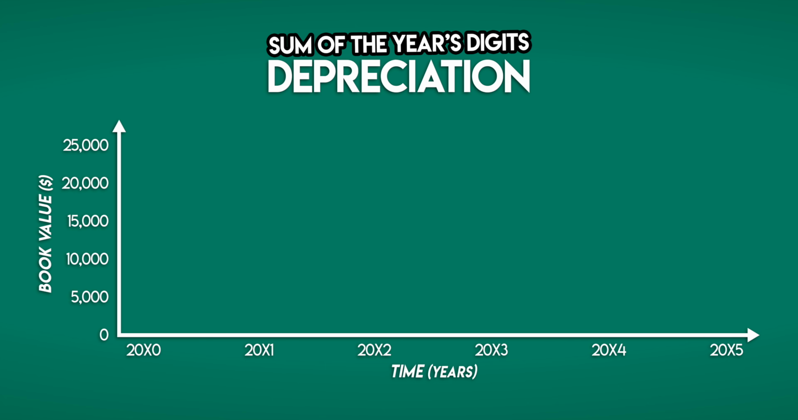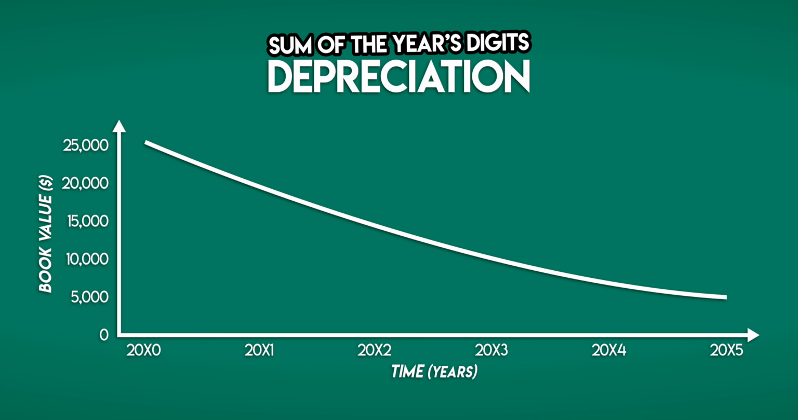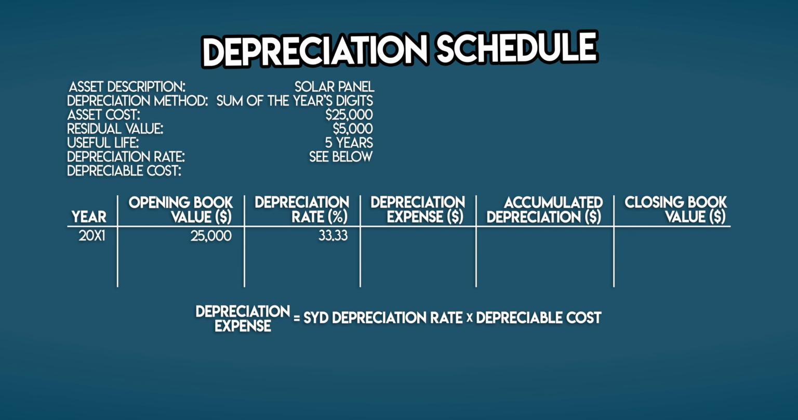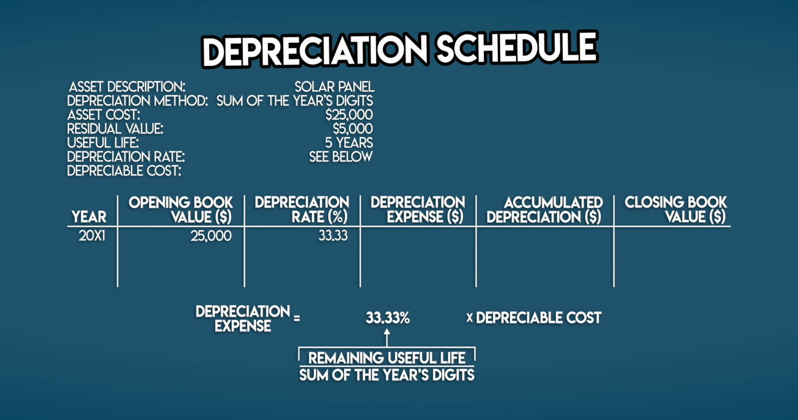Keep in mind that the sum of the year's digits method is an accelerated variable cost depreciation method, where the depreciation expense is higher in early years. We'll come back to this graph in a moment. We've already worked out your depreciation rate for year 1. It's 33.33%. Your depreciable cost is the difference between your asset cost and residual value. $25,000 minus $5,000, which is $20,000. This is the chunk of your solar panel's book value that will depreciate over its useful life.